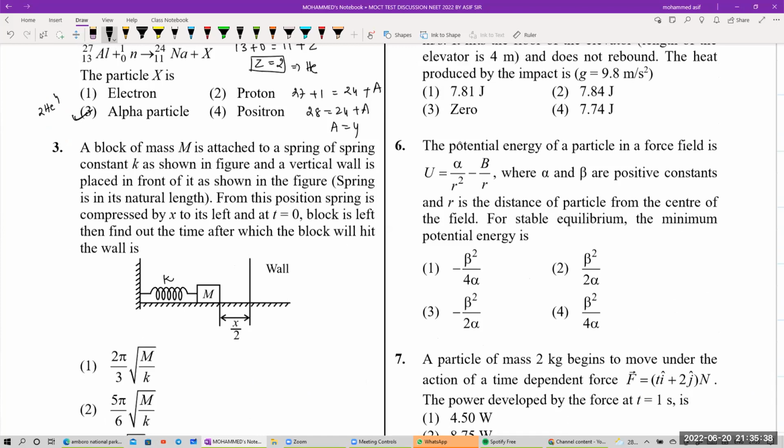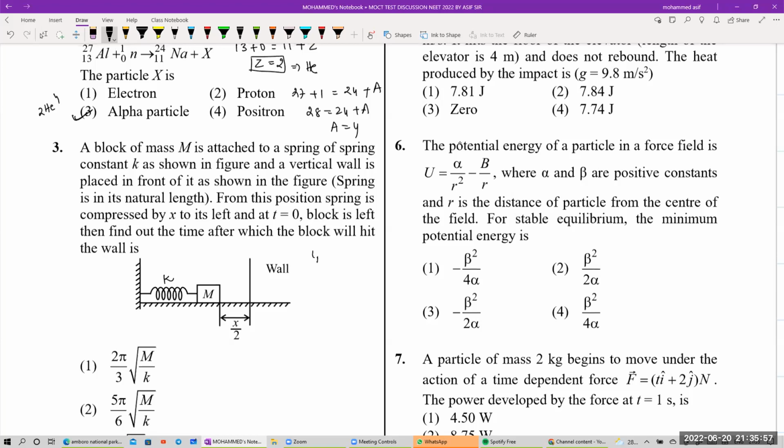Okay, यहाँ से इसको हम लोग ने compress किया by X to its left at t is equals to 0. Initially wall से कितनी दूरी पे है बेटा? X by 2 से. अब इसको compress करें कितना हम लोग? X at t is equal to 0. Now the block is left and find out the time after which the block will hit the wall. Time period of that block condition क्या होता है बेटा?